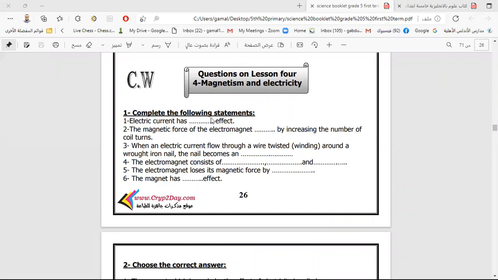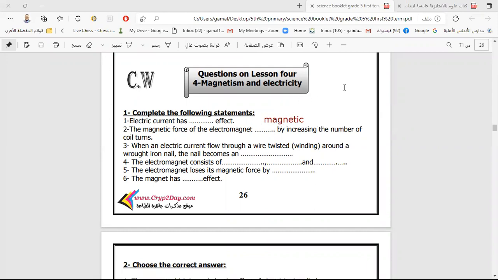Electric current has a what effect? Who can answer this? I think it is easy. The electric current has a magnetic effect. Magnetic effect. Is it easy? The electric current has what? Has a magnetic effect. This is easy.